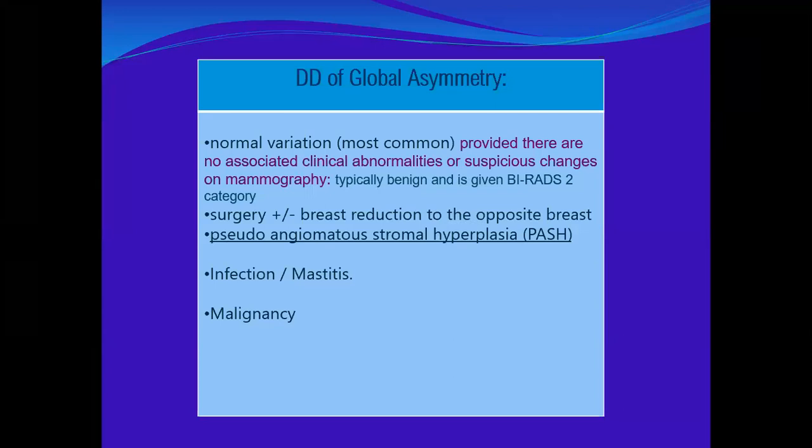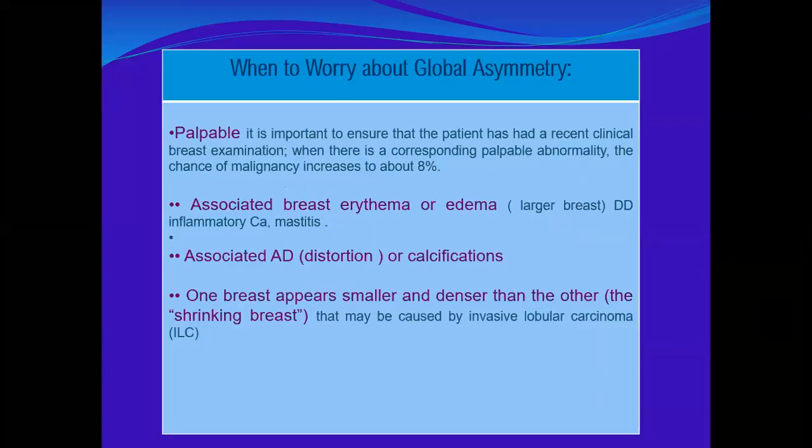You are right. We said global asymmetry is most commonly a normal variation, can be related to surgery, reduction of the opposite breast, can be pseudoangiomatous stromal hyperplasia, can be infection, mastitis, and can be malignant. It becomes worrisome if associated with a palpable abnormality. If it is associated with a palpable abnormality only and no suspicious mammographic finding, then it will be BI-RADS 4A. The probability of malignancy will be about 8%.